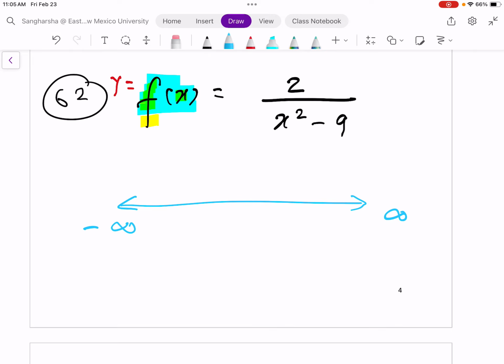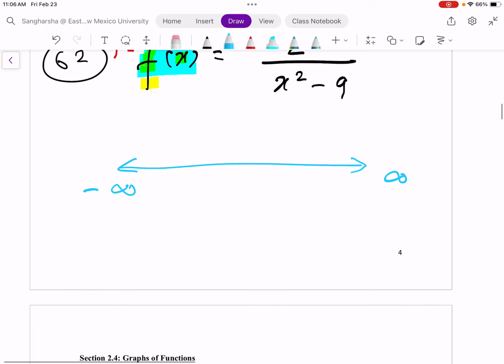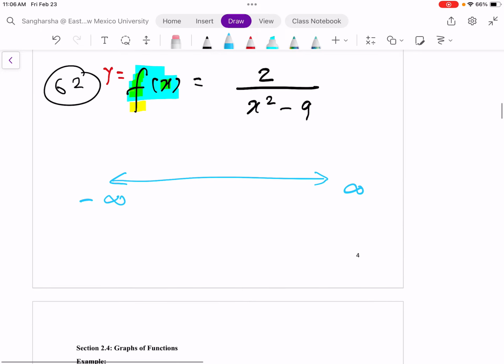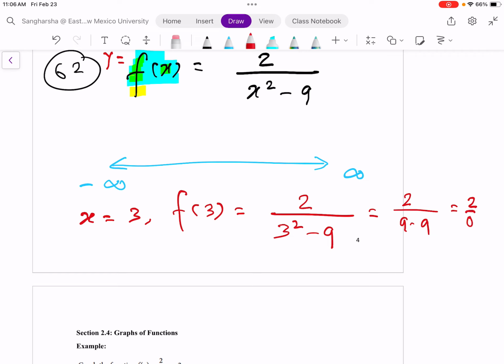Now for this function, what kind of number can we choose? Let's see what happens if we choose our x equal to 3. Let's check whether 3 is a valid input or not. In order to check, we choose our x input to be 3 and check whether we get a real output or not. You substitute 3 for every x, so f of 3 equals 2 over 3 squared minus 9. 3 squared is 9, minus 9, and we have 2 over 0. And 2 over 0 is undefined. This is not a real number.